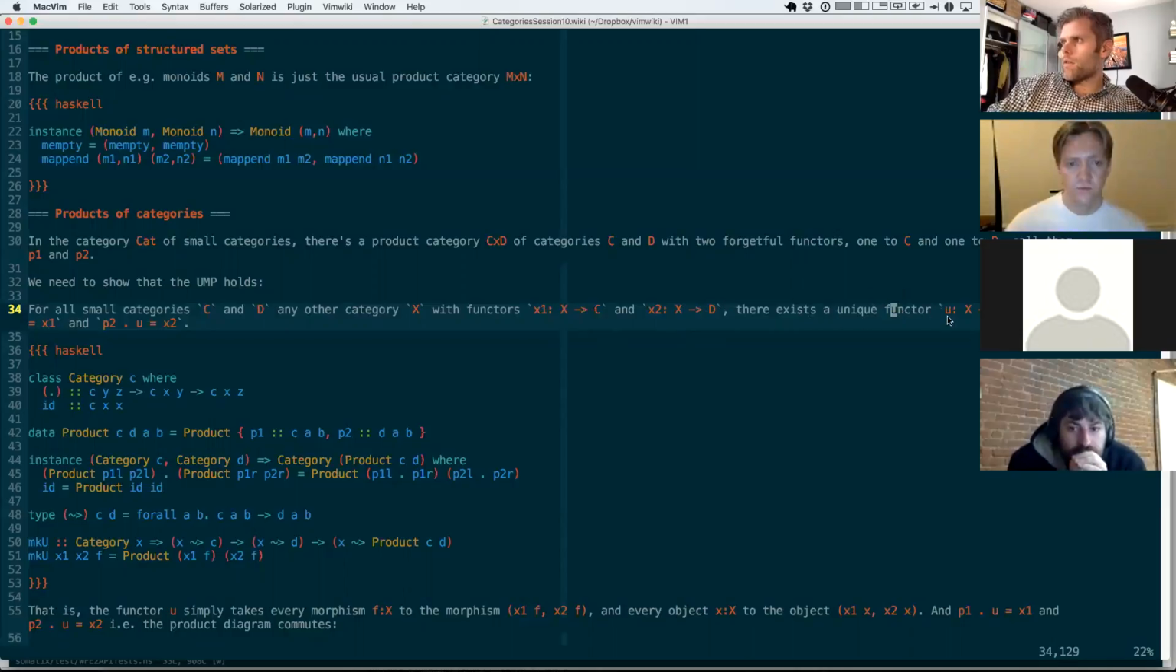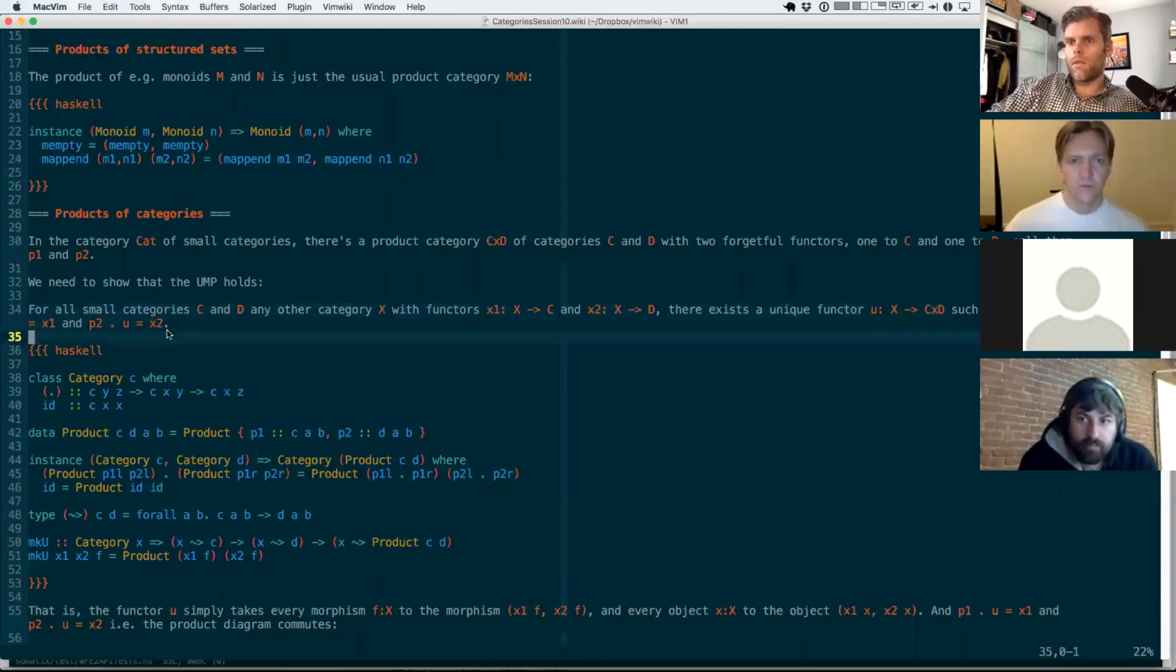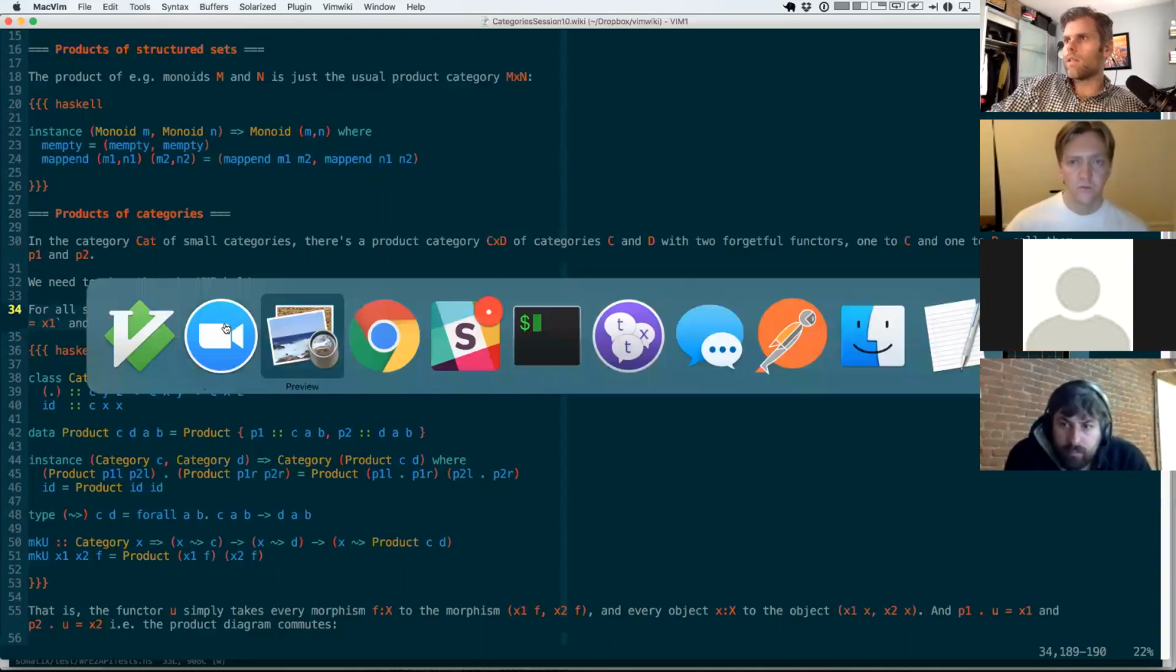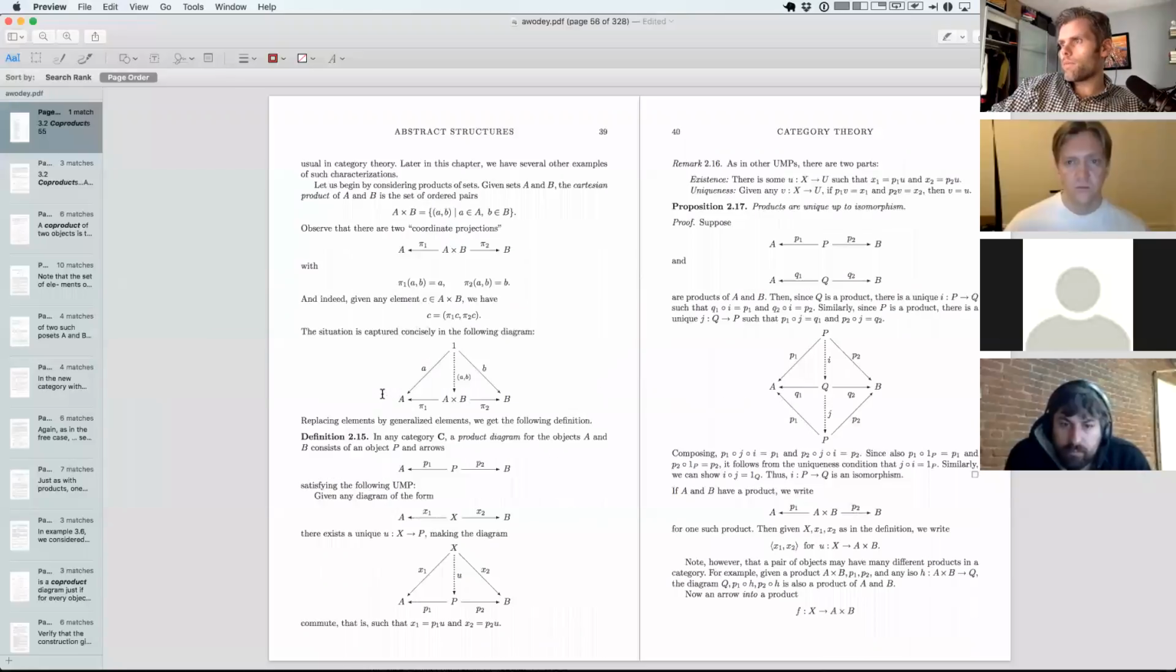And there's a unique functor U, which goes from X to the product of C and D. So that's the one that goes down in the triangle, such that the composition of P1 and U is X1, and P2 and U is X2. That is, it makes that triangle commute, which was on the bottom of page 39. So the situation is very much like that on the bottom of page 39, except that X, P, A, and B are all categories, and P is A × B, the product category of A and B.